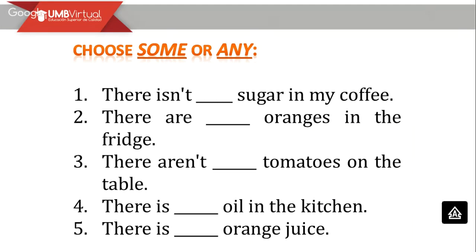According to those sentences, the first one is: there isn't sugar in my coffee. There are oranges in the fridge. There aren't tomatoes on the table. There is oil in the kitchen and there is orange juice. Guys, remember please to think about those examples. I'm going to give you 1 minute, 2 minutes, and then I'm going to say the correct options for each of them.